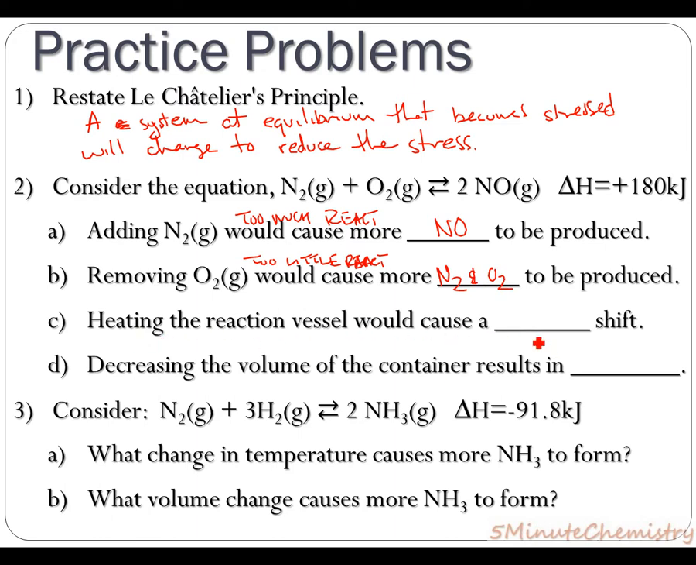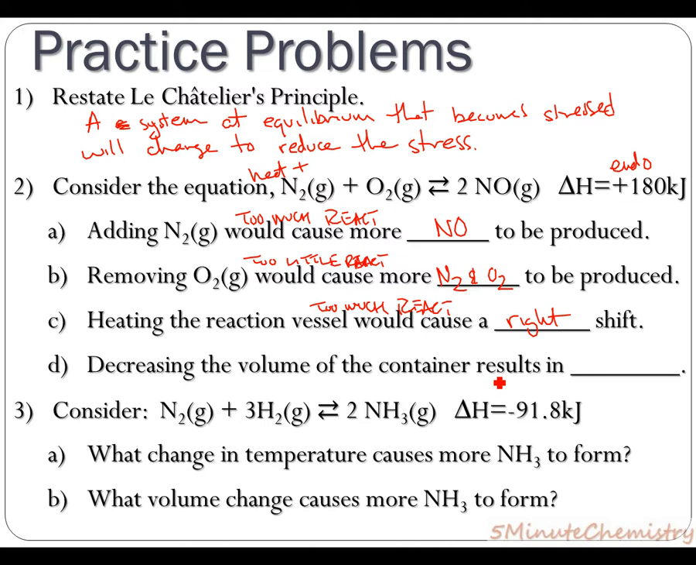Heating the reaction vessel would cause a blank shift. So now we have to consider heat. The delta H is positive, so this is an endothermic reaction. It absorbs heat. So we would write heat on the left. It's heat plus N2 plus O2 makes 2NO. So heating the reaction vessel is adding reactants. So the problem would be too much reactant again, and that would cause a right shift, it will form more product.